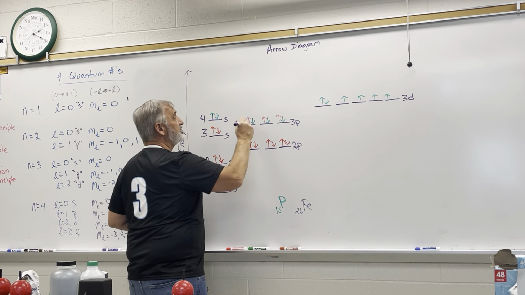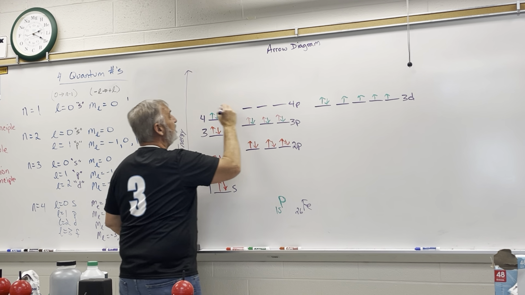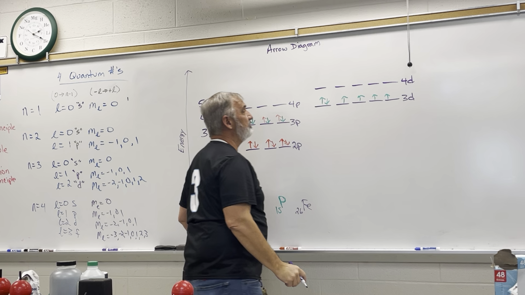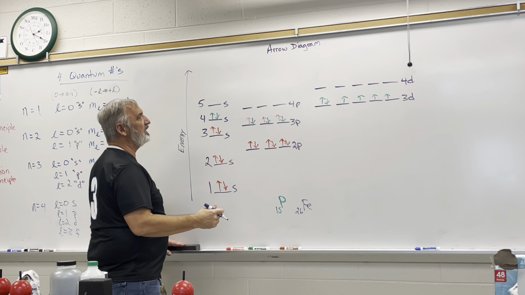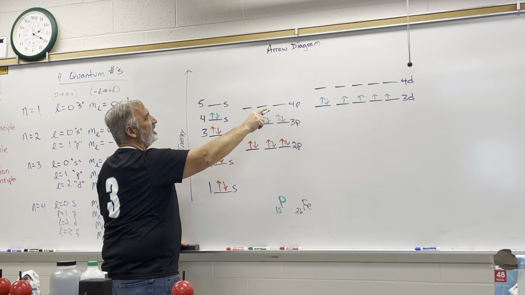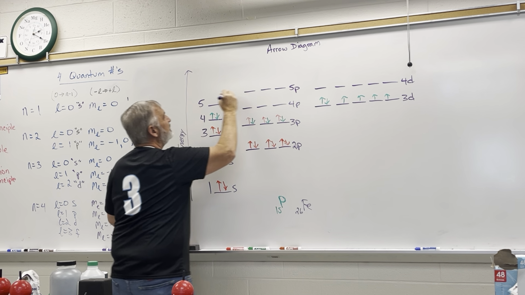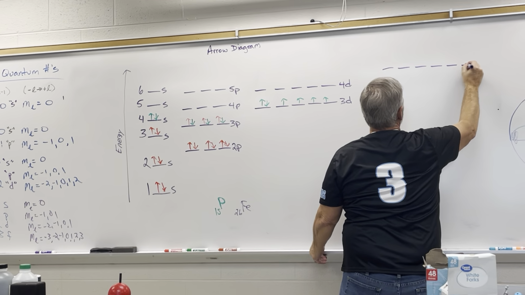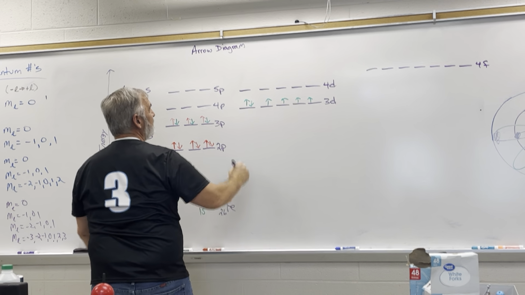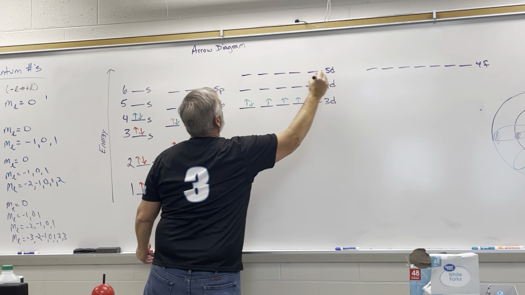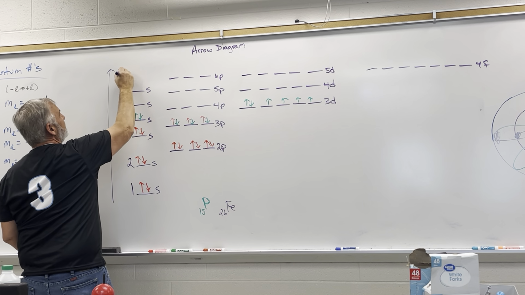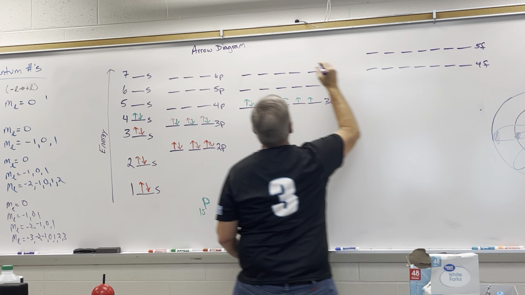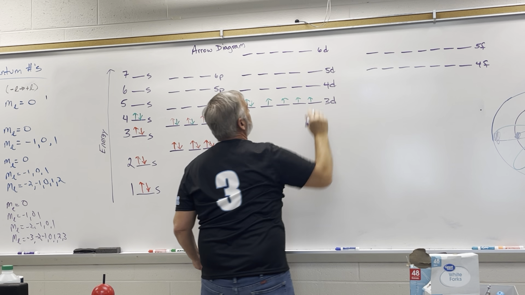Then, after 3d comes 4p. 1, 2, 3, 4p. Then we get 5s. Then we get 4d. 1, 2, 3, 4, 5. 4d. Okay? But we don't see anything about the f's yet. So you go to 4d, then 5p, and then you go to 6s. Then we finally hit 4f, just above 6s. Then we go to 5d. Then you go to 6p. Then you go to 7s. Then you go to 5f. And then 6d is as high as you need to go, because that's the last known.